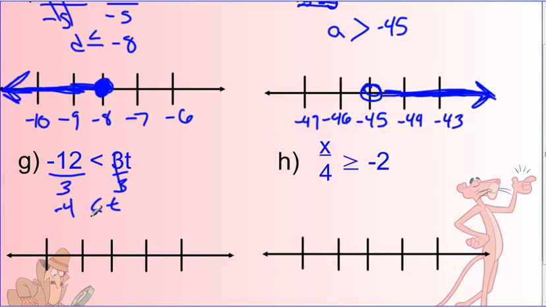But I am going to change this because the variable's on the wrong side. I want the variable on the left, so I switched this and that, and then changed the direction of the inequality. -4, -3, -2, -5, -6. Those are bigger, those are smaller. We need a hollow dot at -4, and we're going to shade to the right.